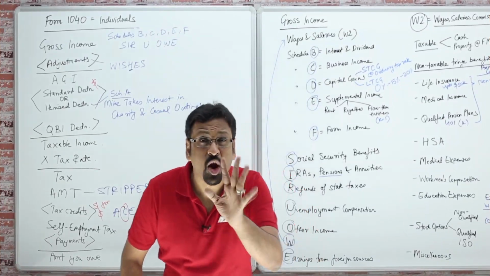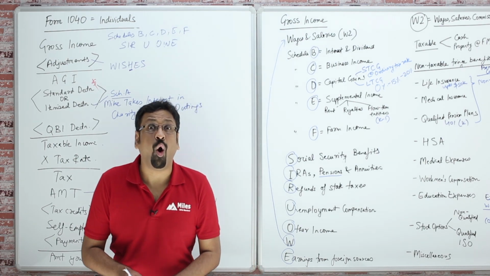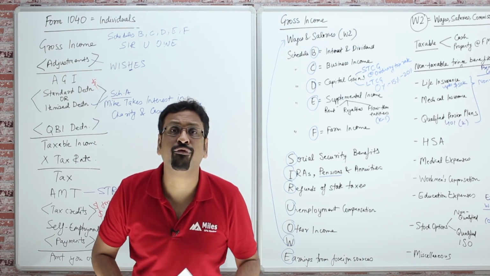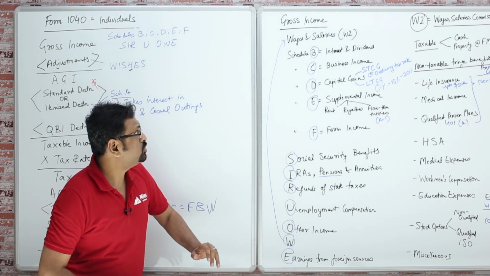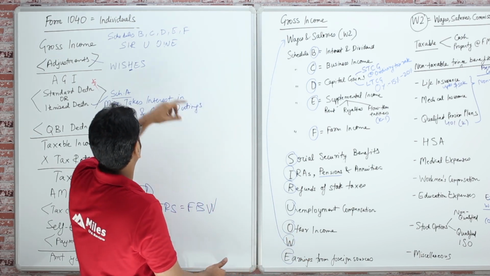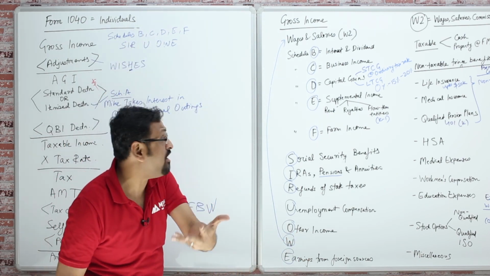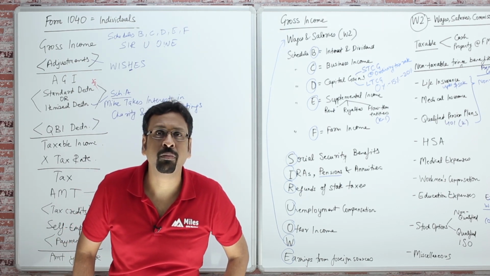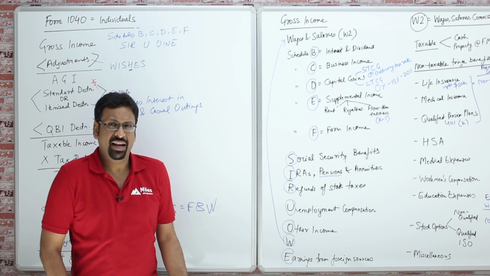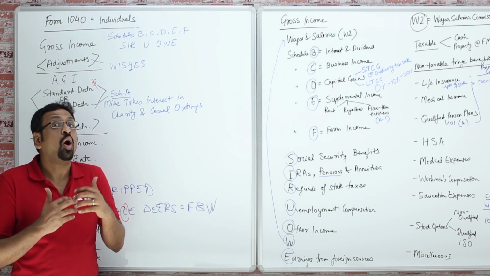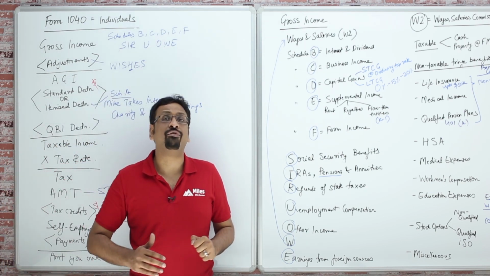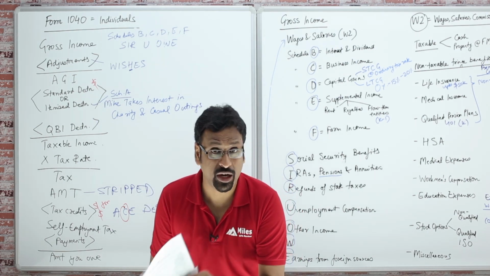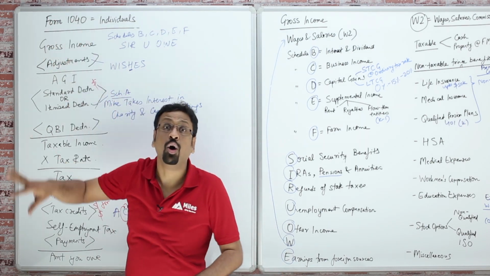We've spent a lot of time talking about all the gross income that's taxable on your Form 1040. So we looked at all the schedules, Schedule B, C, D, E, F, and our mnemonic SIRUO. Now let's take a step back and talk about certain items of income which are non-taxable, which are not included on your 1040, which are not included on your gross income.